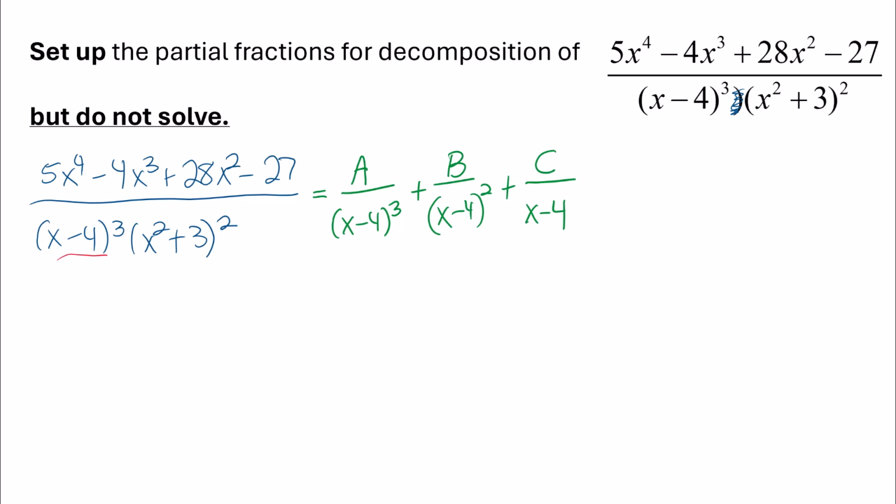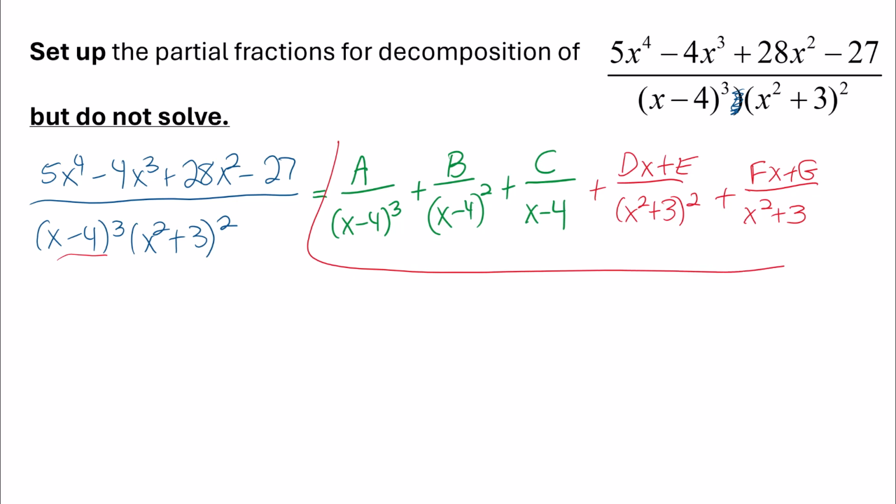Now we've got a quadratic, and that's twice. So the first one is going to be (x squared plus 3) squared, and the numerator needs an x term and a constant, so Dx plus E, and then we need one for the lower power, so just the x squared plus 3, and so we would have Fx plus G.